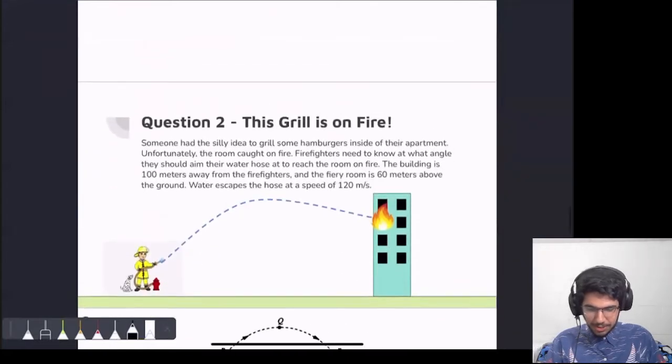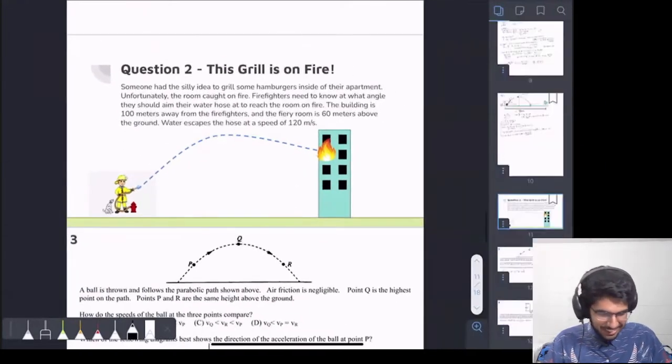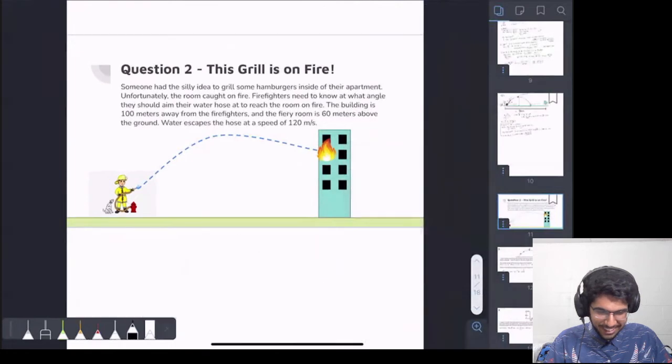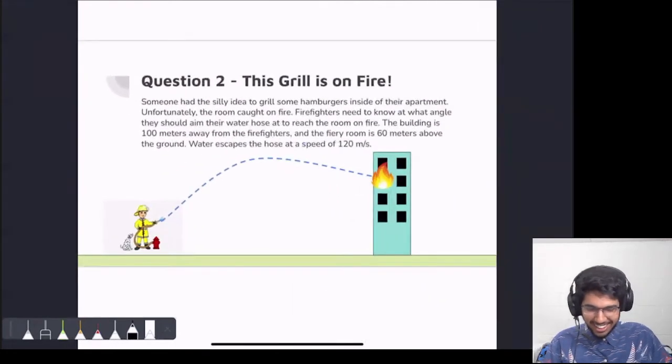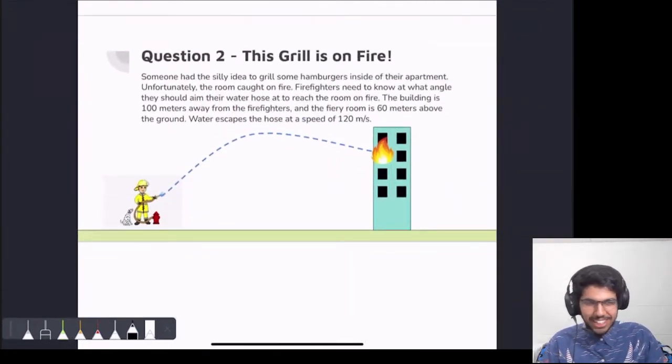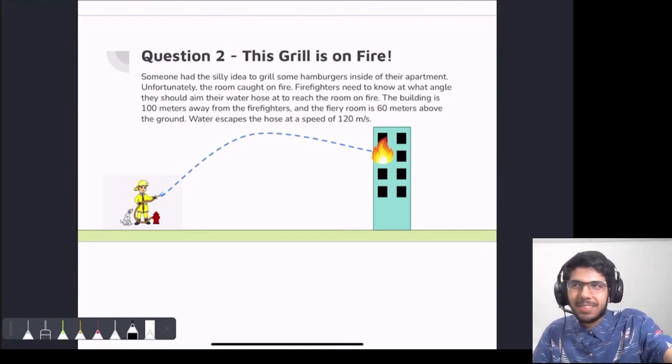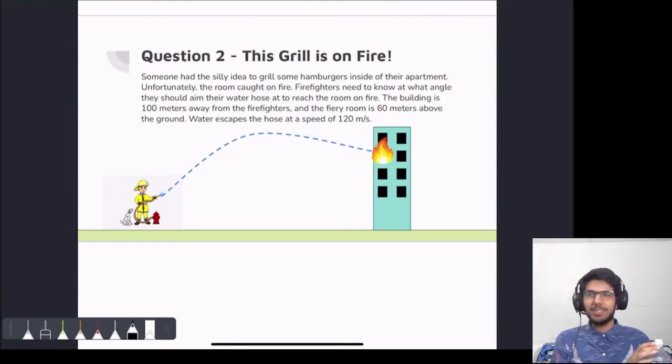Question 2 should be a little bit shorter, and this one is called This Grill is on Fire, and I thought that name that I came up with was pretty creative. But again, this is another quintessential two-dimensional kinematics question, so we can read it briefly.